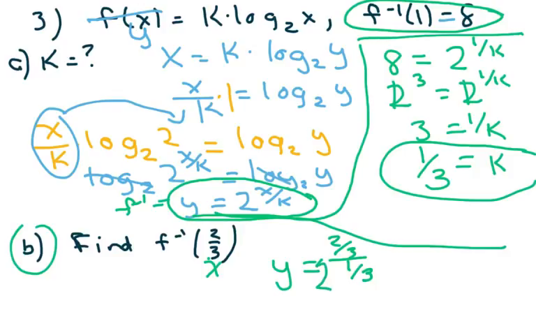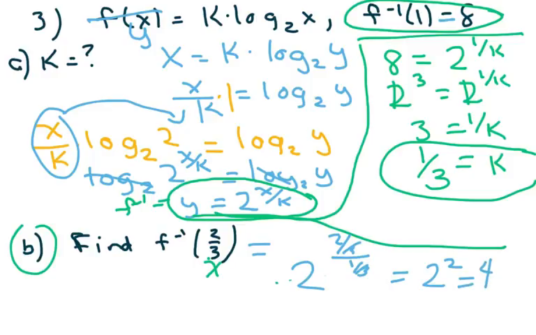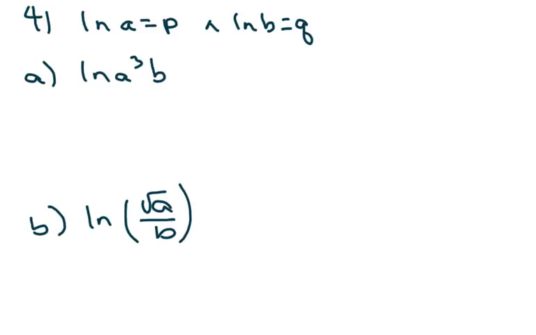2 to that. Let me erase that. So basically, let's do it again. So I have 2, my x is 2/3, my k is 1/3. Well, this is actually, the 3's cancel, so we get 2 squared, and this equals 4. Alright? Okay. Now, the next ones are pretty easy, so I'm going to go a little faster.